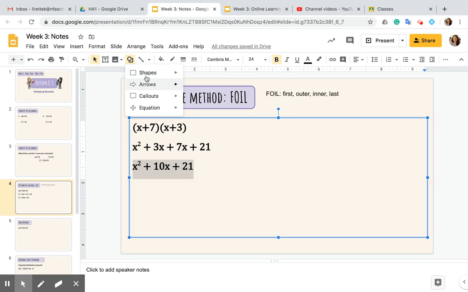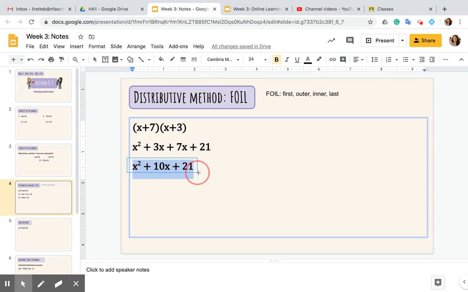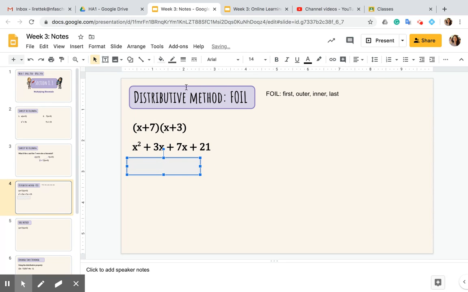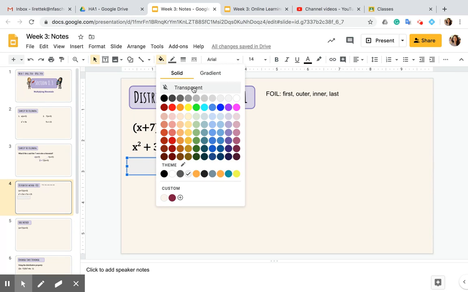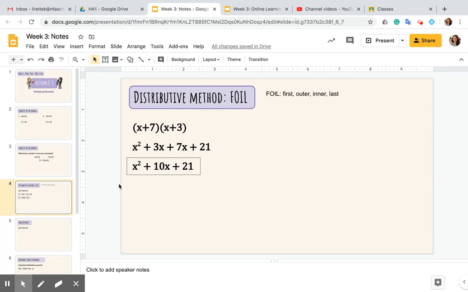Again, if you're someone who likes to put a box around your final answer, feel free to do that. You could also highlight it. Just remember, if you're doing a box, you're going to have to make the box transparent so you can actually see through it. But this is considered fully simplified. So the distributive method basically says you take each of the terms, multiply them together, and at the very end, if you have anything that can be combined, you do so.